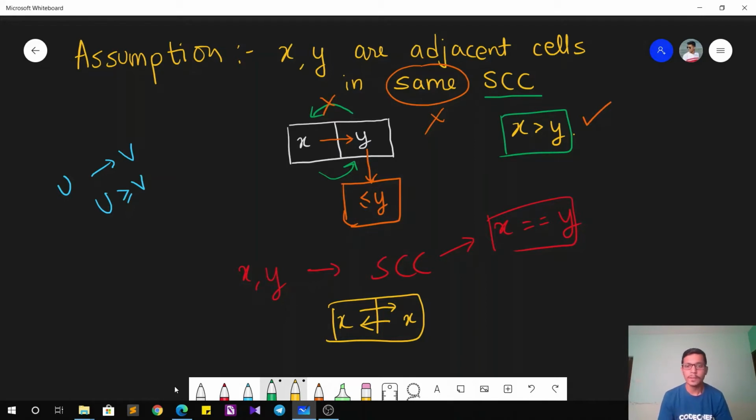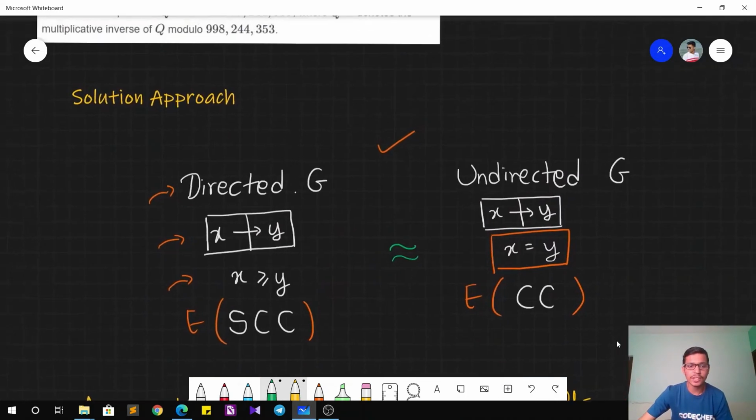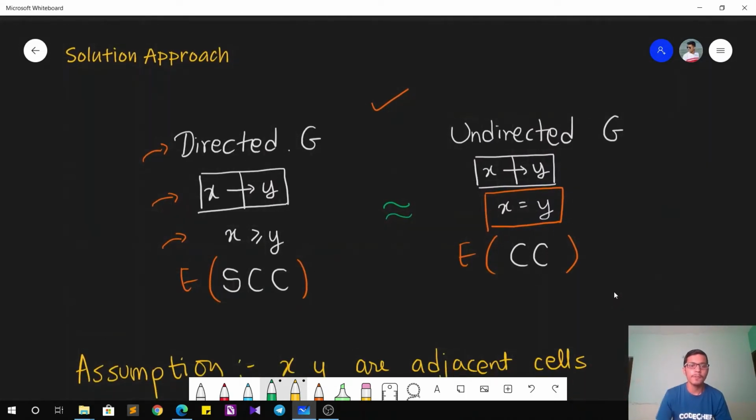So that is why we have reframed our question such that initially it was on a directed graph where the edges were from x to y, where x was greater than or equal to y. But now it is on an undirected graph, as you can see, and the edges are from cells x to y if they are adjacent and have the same value. And because it is an undirected graph, we have to count the expected value of connected components rather than strongly connected components, because it is one and the same in the undirected graph.